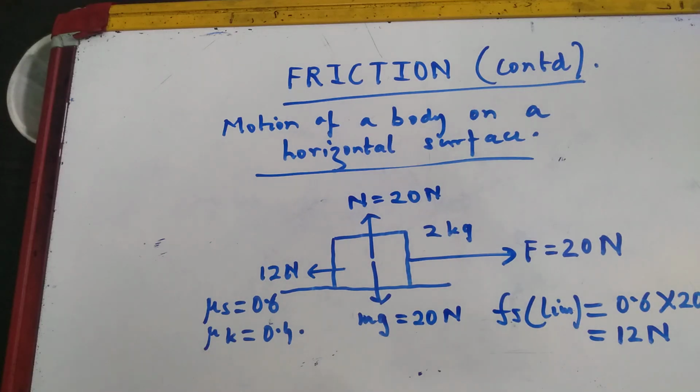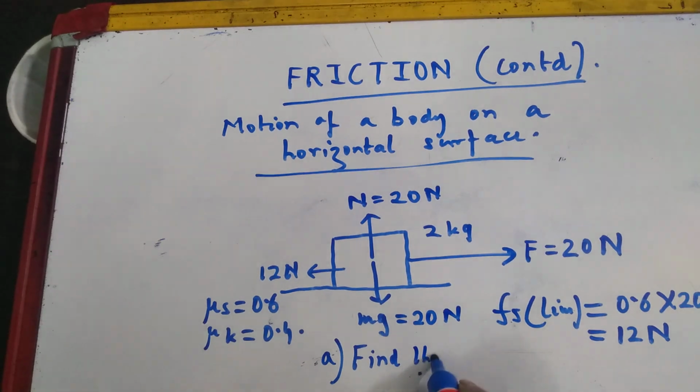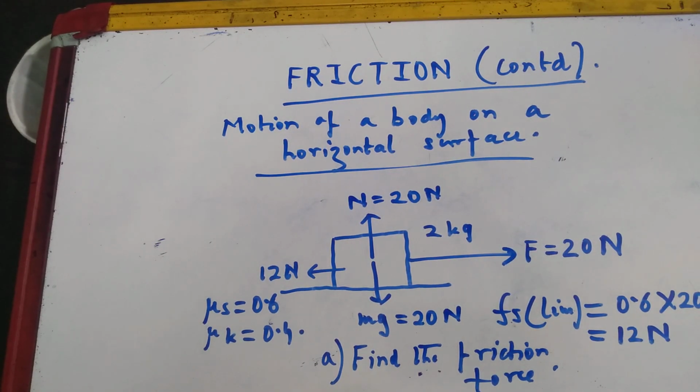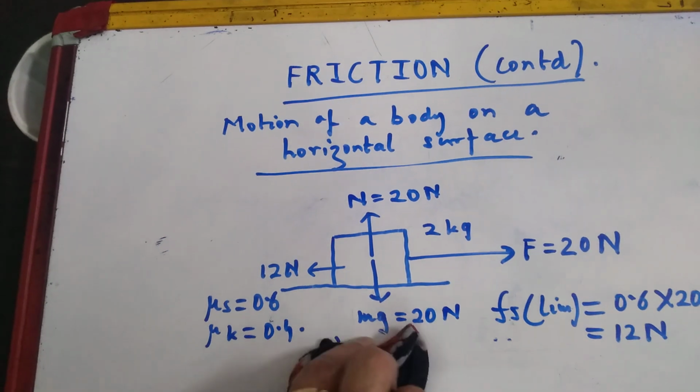So what happens? If you recall from what we had discussed in the first lecture, mu k takes over. A common mistake that people make: the question that has been asked is find the friction force. So friction force will not be 12 Newton because 12 Newton is not enough to stop the body moving towards the right, and mu k takes over.